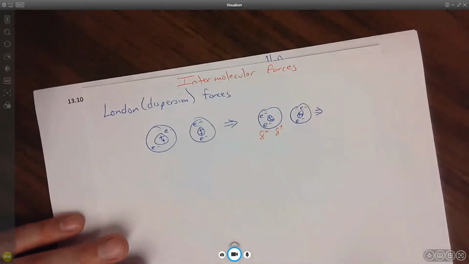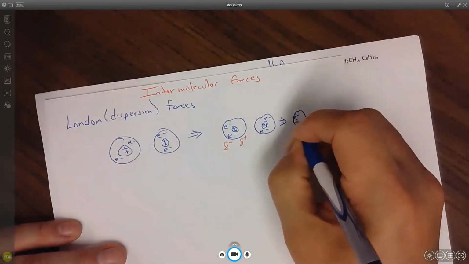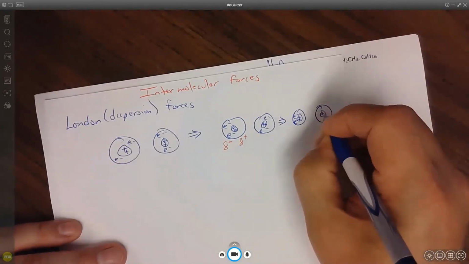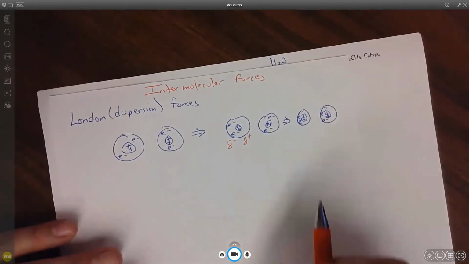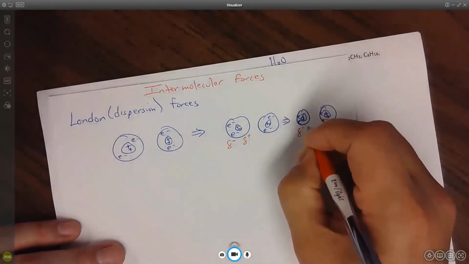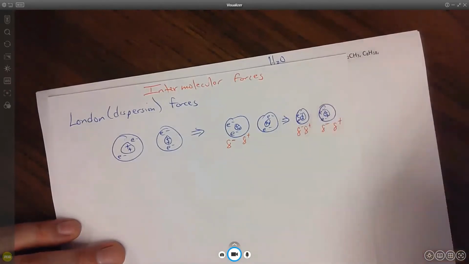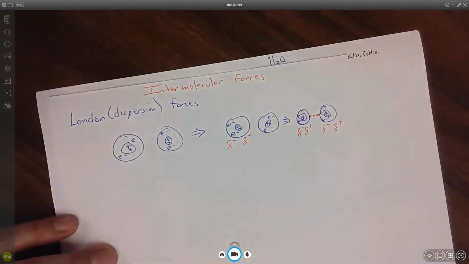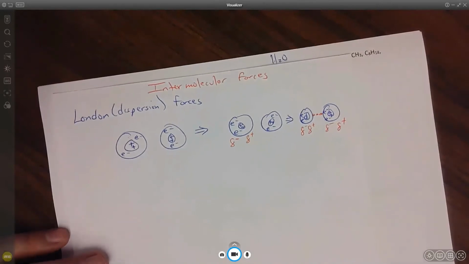And so what occurs then is that we induce a dipole on the neighboring molecule or atom. So now this side is slightly negative, this side slightly positive, this side slightly negative, and this side slightly positive. Well, now we have an interaction, an attraction between the two. These, of course, are the weakest of the intermolecular forces.